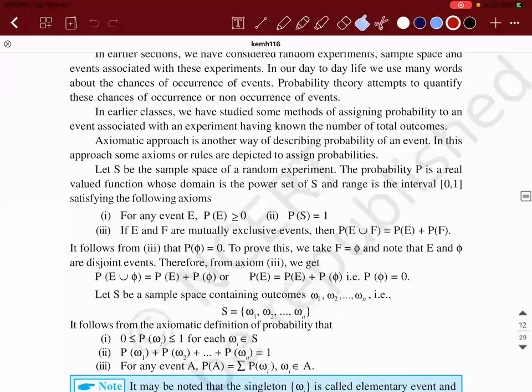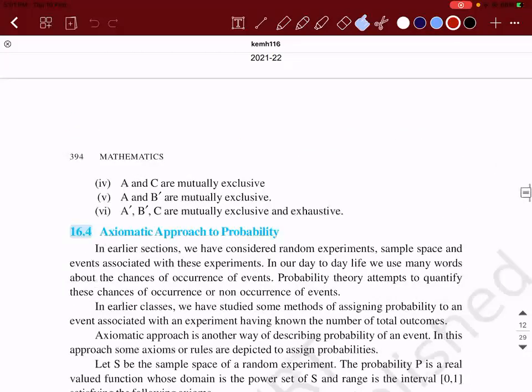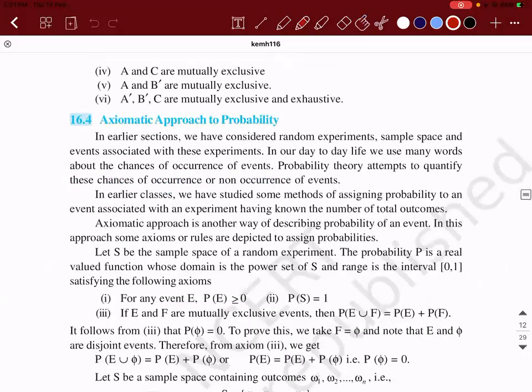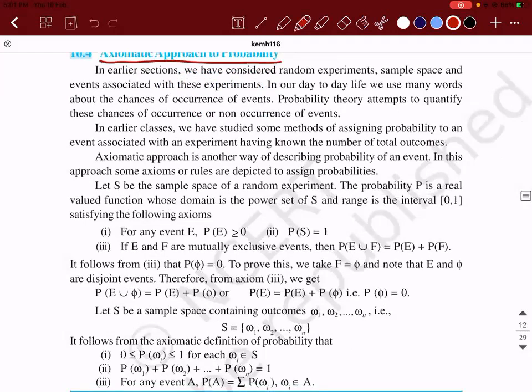So we'll get started. Yesterday we completed 16.1 and 16.2. Then we are supposed to move on to the next one, that is the axiomatic approach to probability. Generally, axioms are statements without proofs. If you say an axiomatic approach towards probability, then we are going to define certain formulae for probability. So the axiomatic approach is just another way of describing the probability of an event. In this approach, some axioms or rules are laid down to assign probabilities.